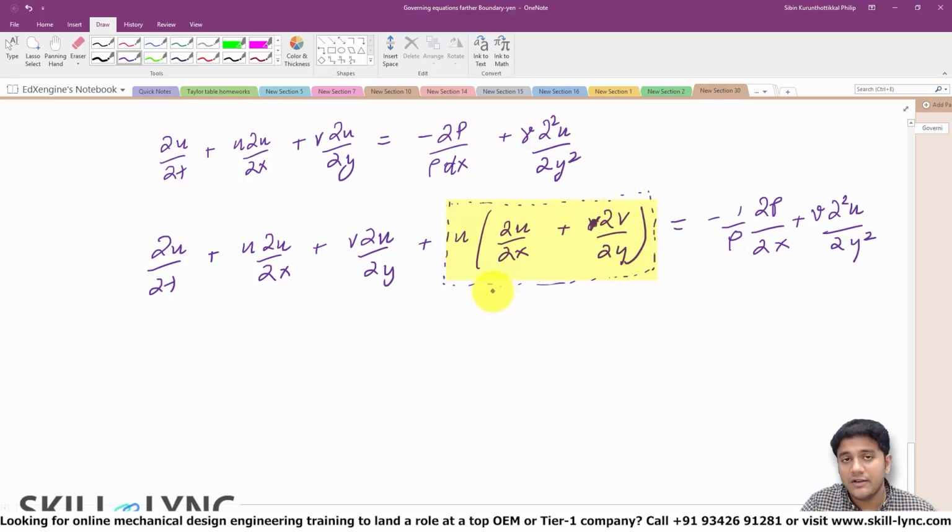As you can see, this is perfectly valid because dou u by dou x plus dou v by dou y is equal to 0. So we are just adding 0 to the left hand side, which is perfectly fine. So then what I can do is take this term right here and combine it with this particular term.